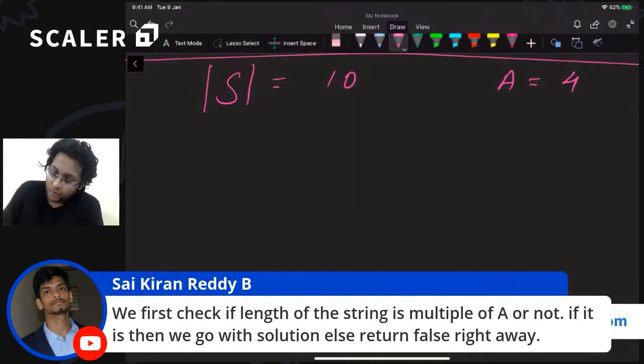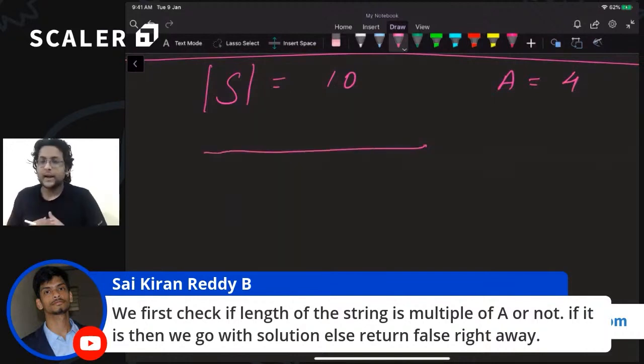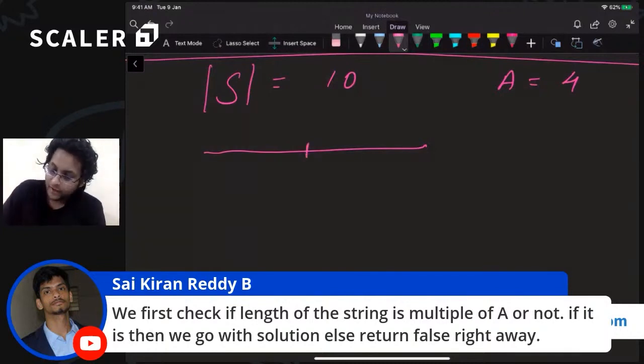Now we know that no matter what you do, no matter how you permute or what substring you choose, if you have a string of length n, you cannot make 4 substrings out of it of the same length. Why? Because simply 10 is not divisible by 4. Right? 10 mod 4 is not 0.